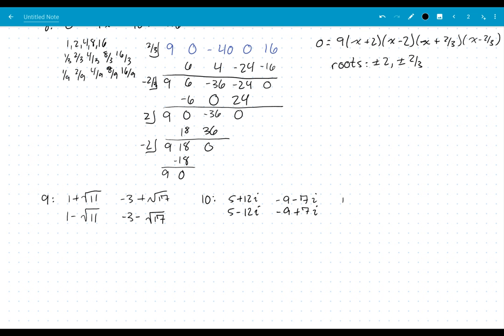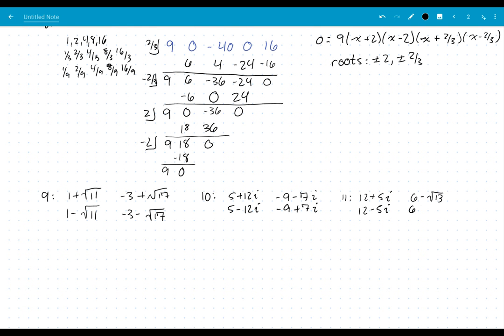Number 11, we have 12 plus 5i. So we need the complex conjugate, which is 12 minus 5i. And we have 6 minus the square root of 13. So we need the irrational conjugate, 6 plus the square root of 13.